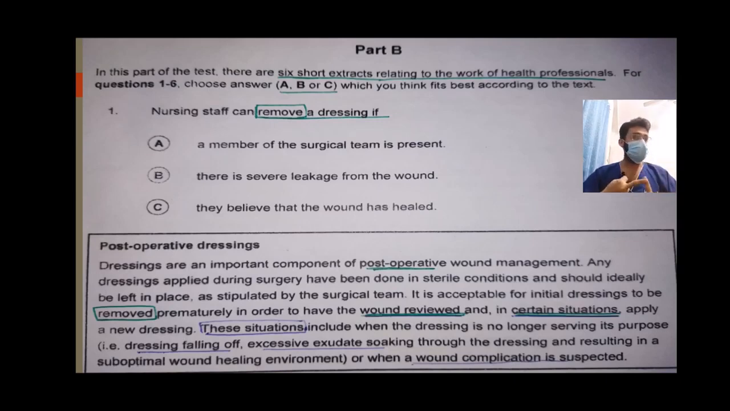The option we are left with is B: there is a severe leakage from the wound. So this is our answer. The answer is B. Nursing staff can remove a dressing if there is a severe leakage from the wound. Okay, the answer to question number 1 is B.